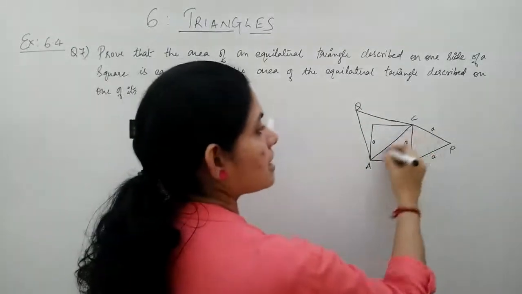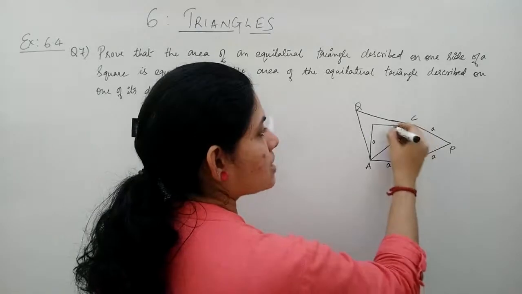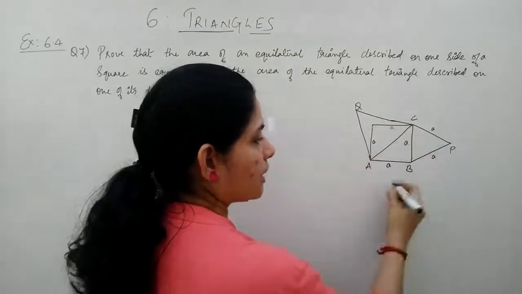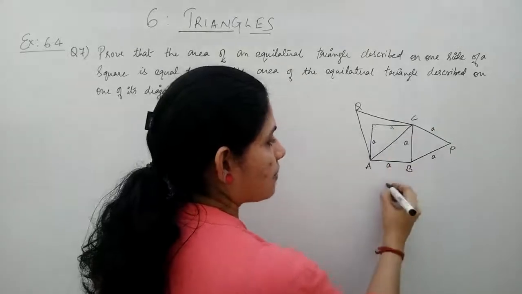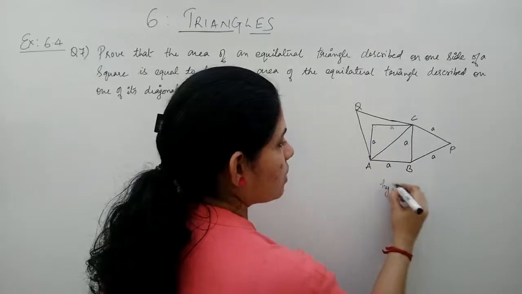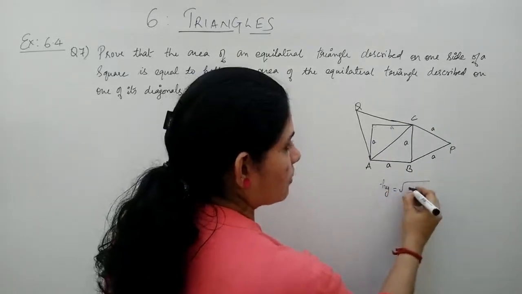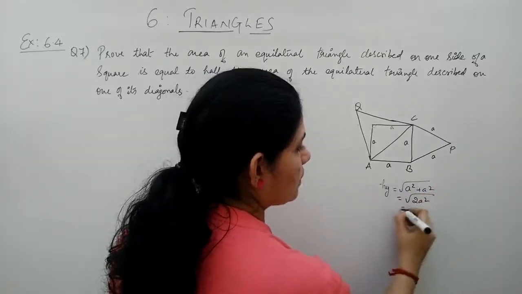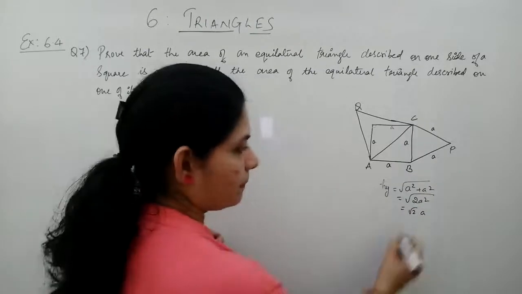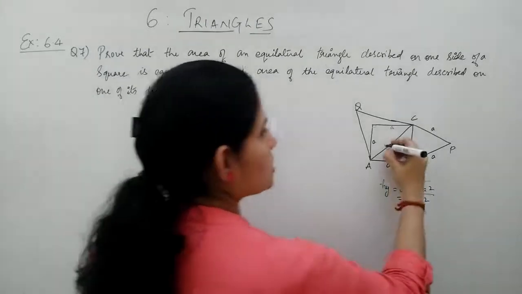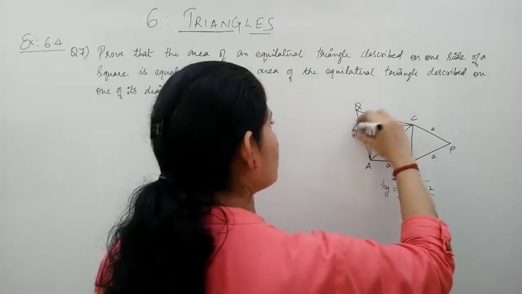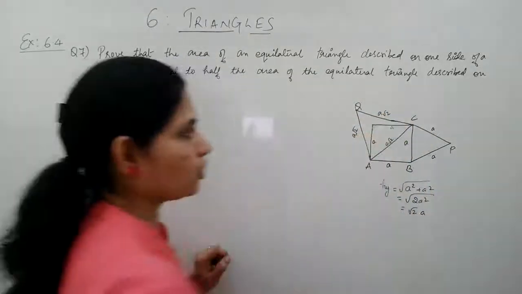Now what will be this side? How will you calculate? Since all the sides are A, this diagonal comes from the Pythagoras theorem. Hypotenuse will be equal to the root of base square plus altitude square. Both are A, so A square plus A square, which gives root of 2A square, which is root 2 A, or A root 2. So this is A root 2, which means this is also A root 2. Here also you will get A root 2.